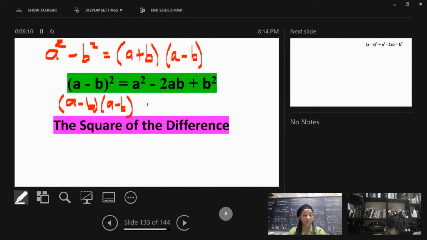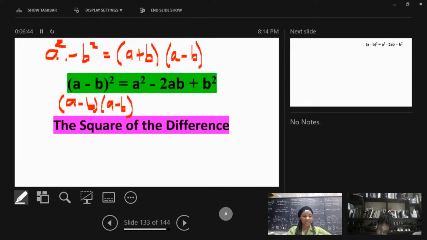And next week, we're going to do the square of the sum, a plus b squared, which is different from a squared plus b squared. We're going to do that too, the sum of the squares. So we have difference of squares, square of the difference, and the square of the sum. Different things. So look carefully at them and make sure you rub it in your head, the difference between them.